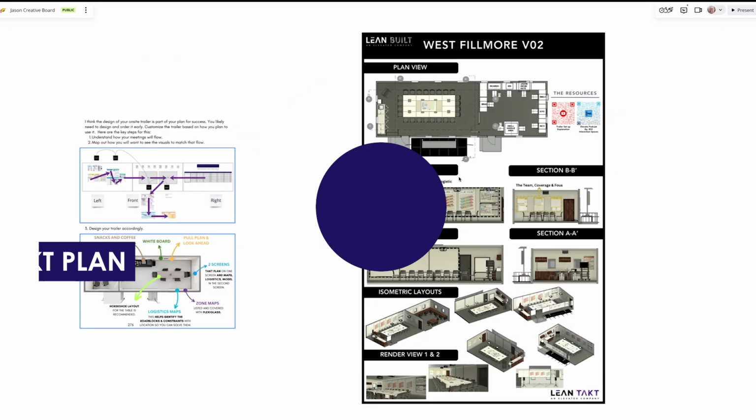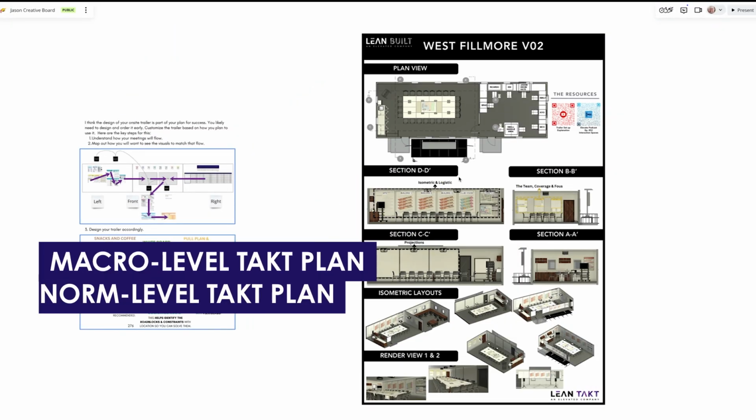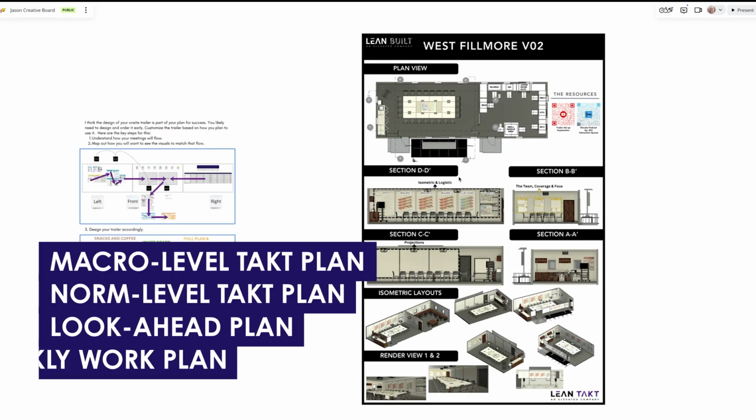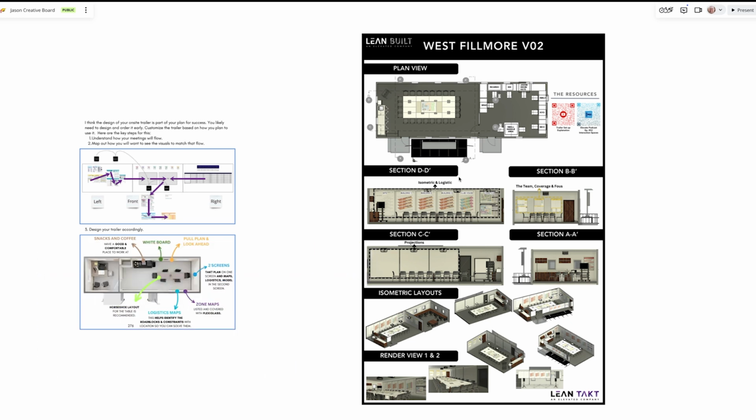And so here's what I recommend. Make this intentional. I don't care if you have a macro level tech plan. I don't care if you have a norm level tech plan. I don't care if you have look aheads and weekly work plans if everybody can't see and use them. And so your trailer and your worker huddle area has got to be designed to where everybody can see as a group, know as a group, and act as a group.